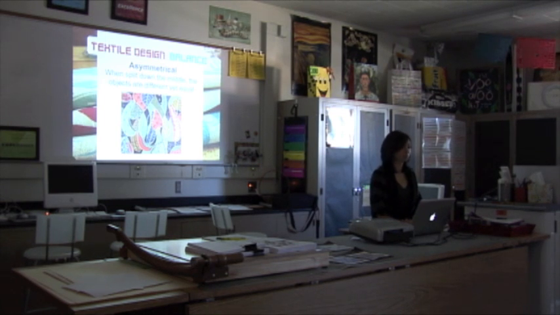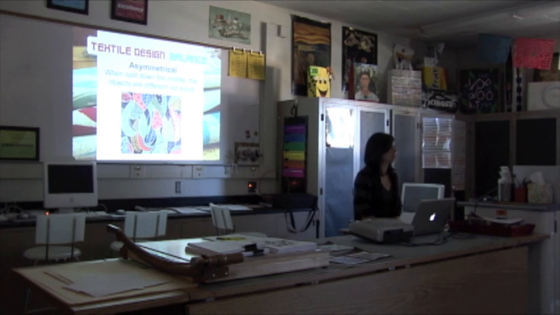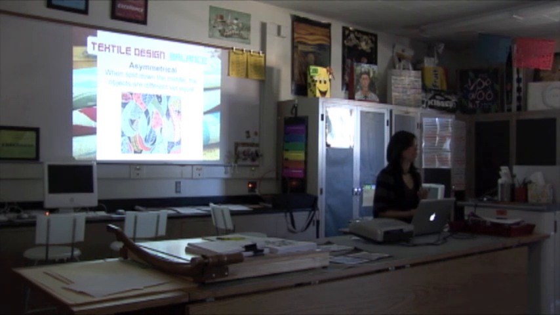Asymmetrical is when I split it down the middle, the objects are going to be different. It's not going to be the same. However, although they're different, it still gives it a sense of balance. There's still equal balance on each side, or the top or the bottom.